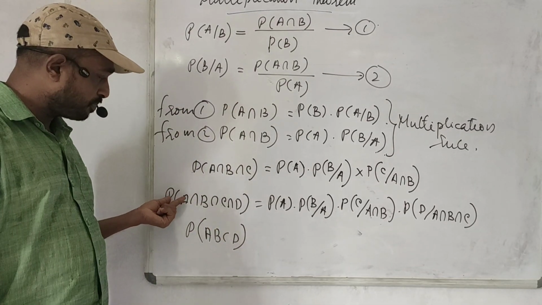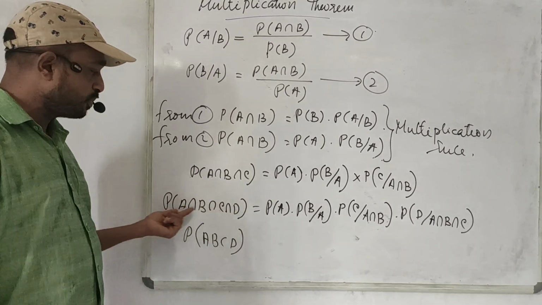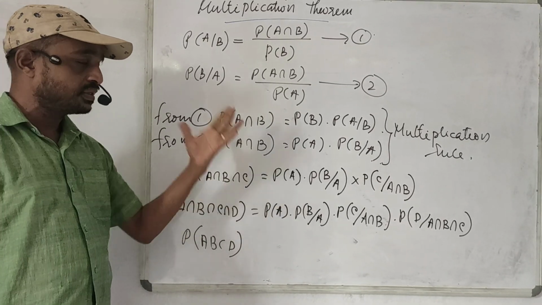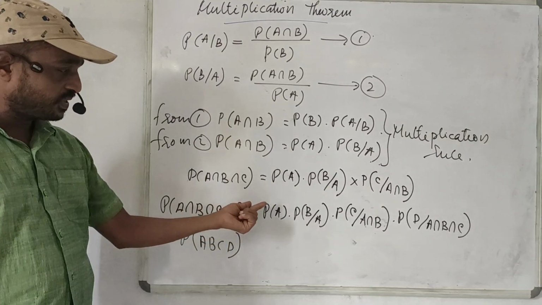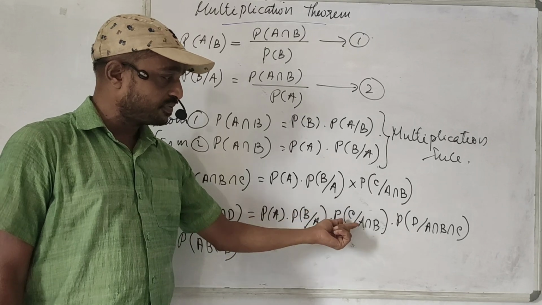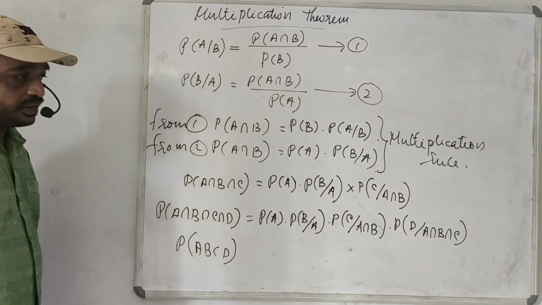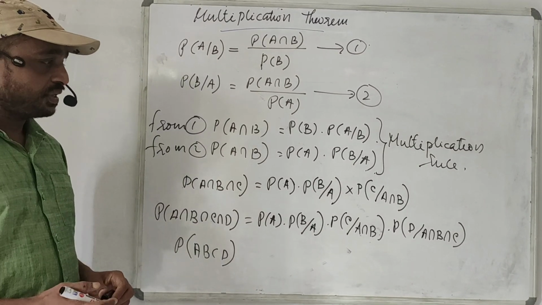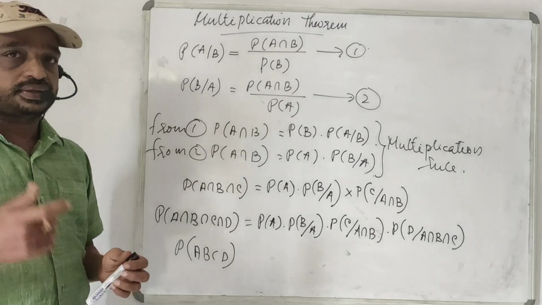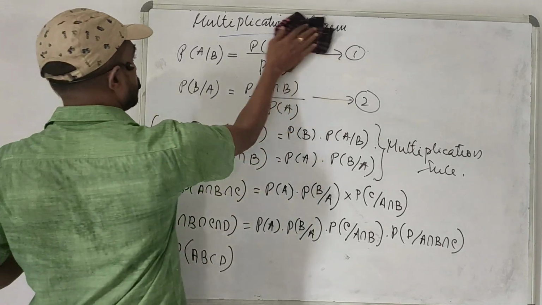What is the meaning of P of A intersection B intersection C intersection D? It is the probability of happening all the events A, B, C and D. How will you write the result? First it is P of A into P of B given A into P of C given A intersection B into P of D given A intersection B intersection C. So this is the multiplication rule of probability or multiplication theorem of probability. Now let us go through a very simple problem.